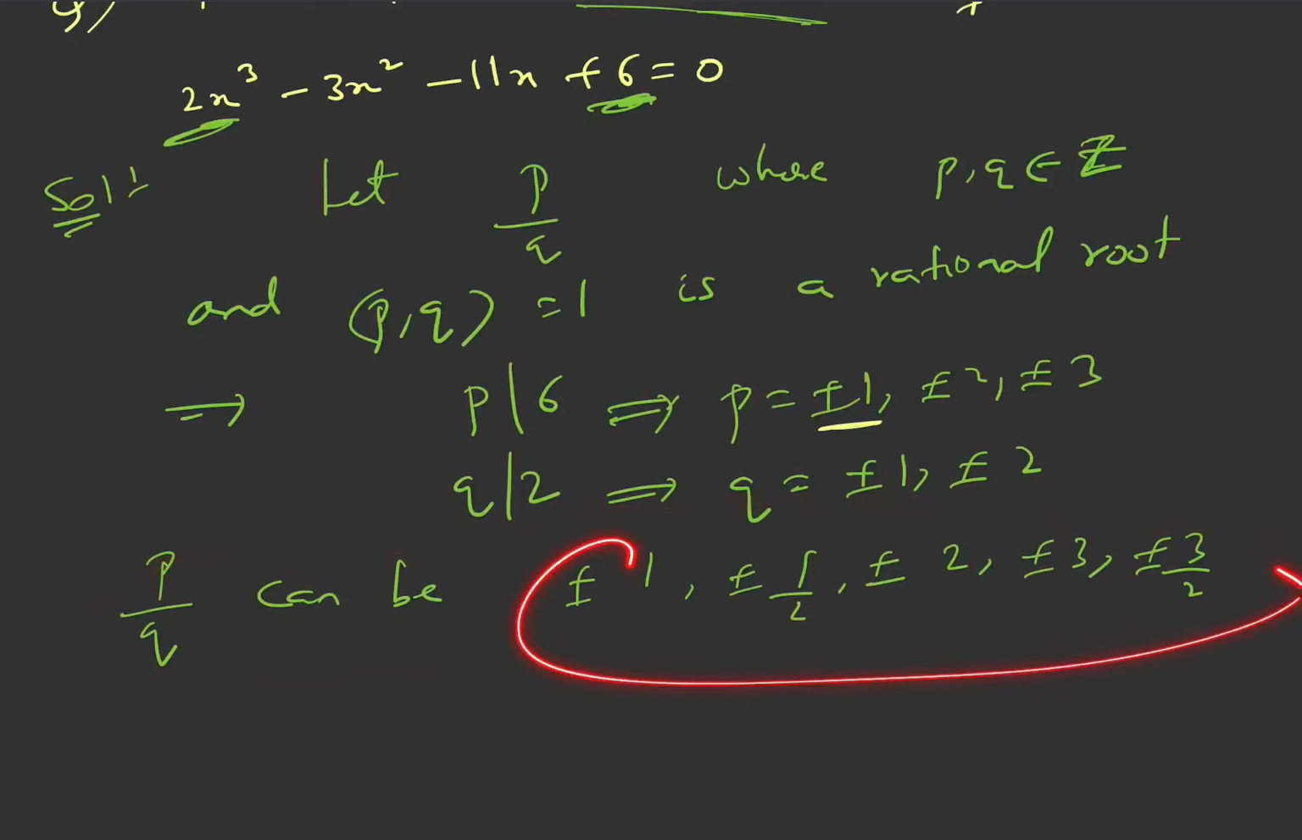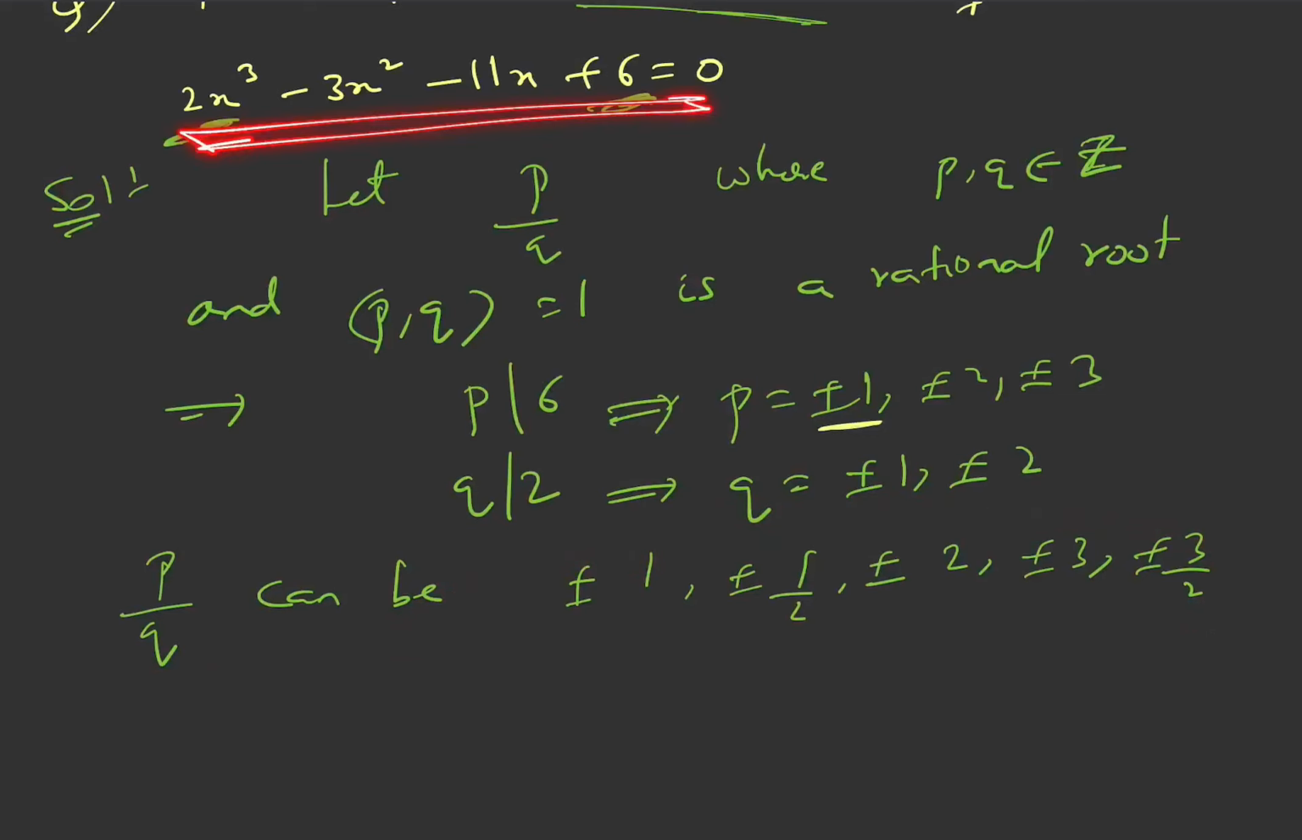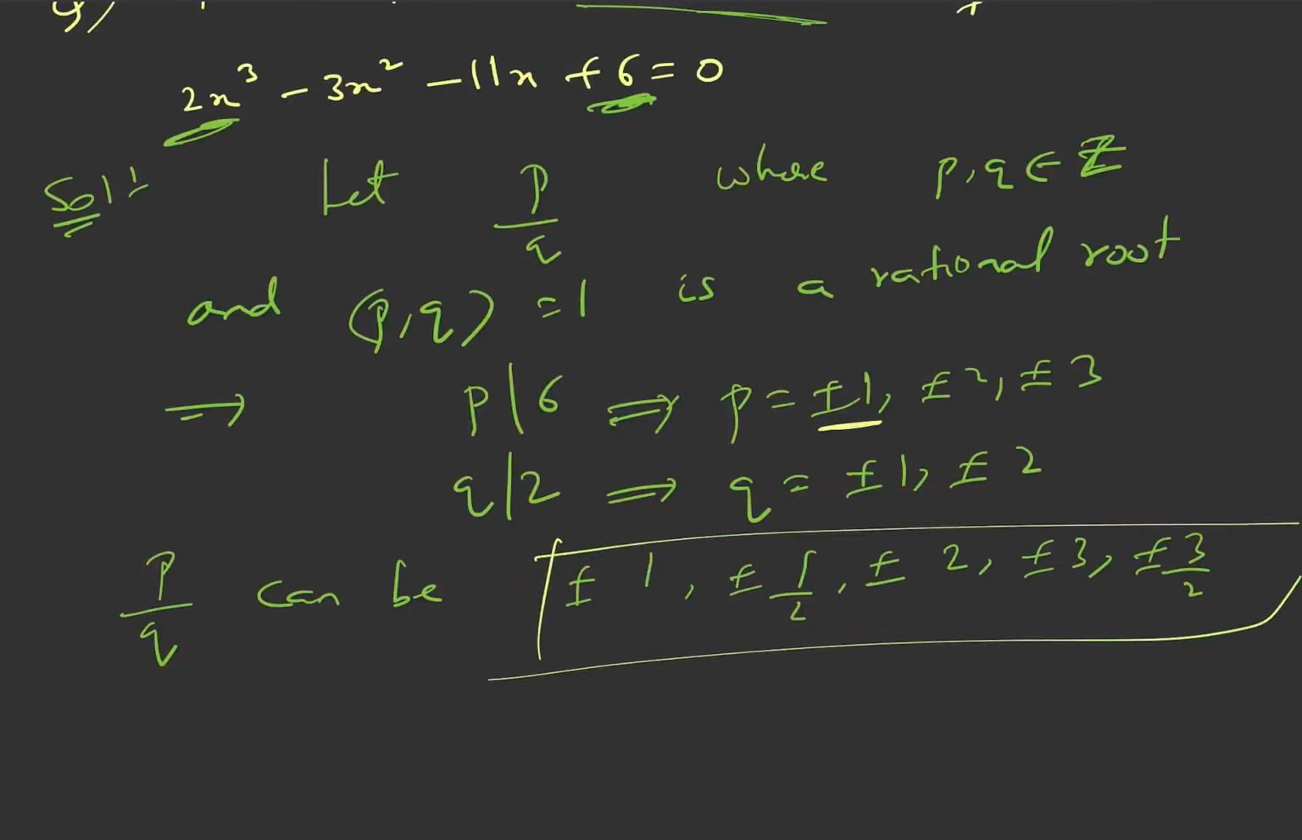So if p by q is a root, then p by q can be only these, right? So only this is possible. There is no other rational number which can be a root of this equation, because every rational root should satisfy this condition and every rational root should be one of these. This doesn't mean that all of these are roots, right? This is just a possible set of values.